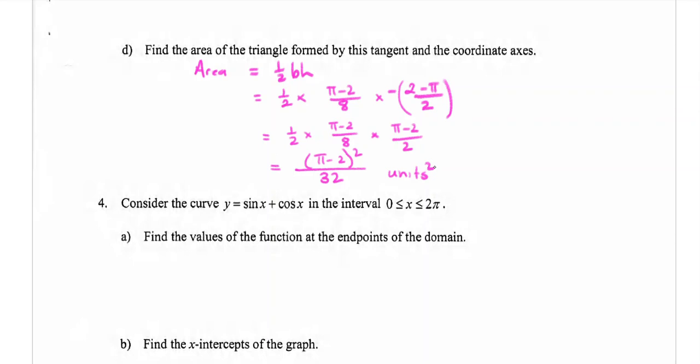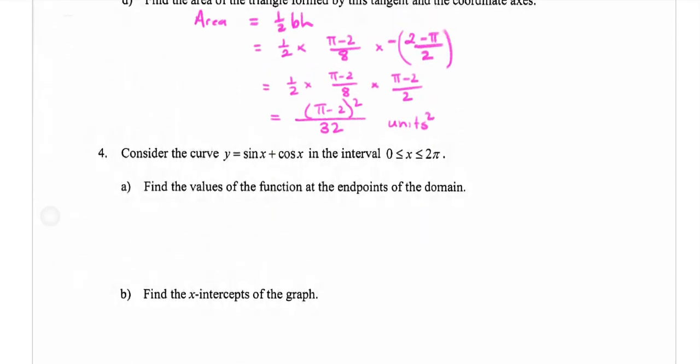What a great question. Number 4. Consider the curve y equals sine x plus cos x in the interval between 0 and 2 pi. Find the values of the function at the endpoints of the domain. The endpoints, this is my domain here, so the endpoints are these two extreme things here. So I want to sub those into my equation.